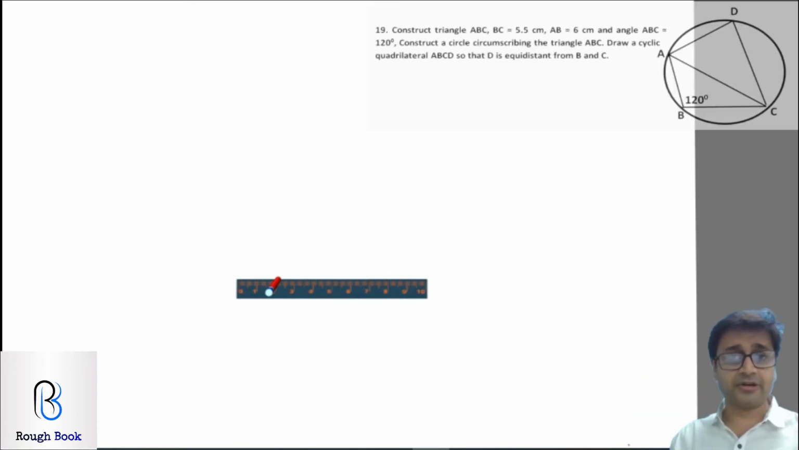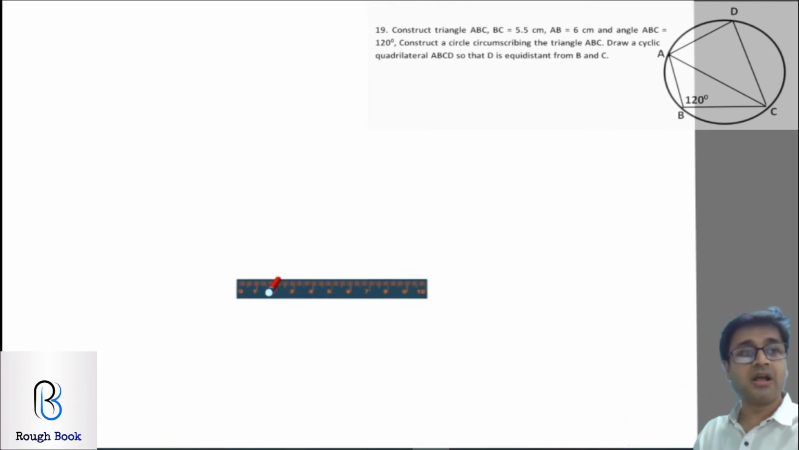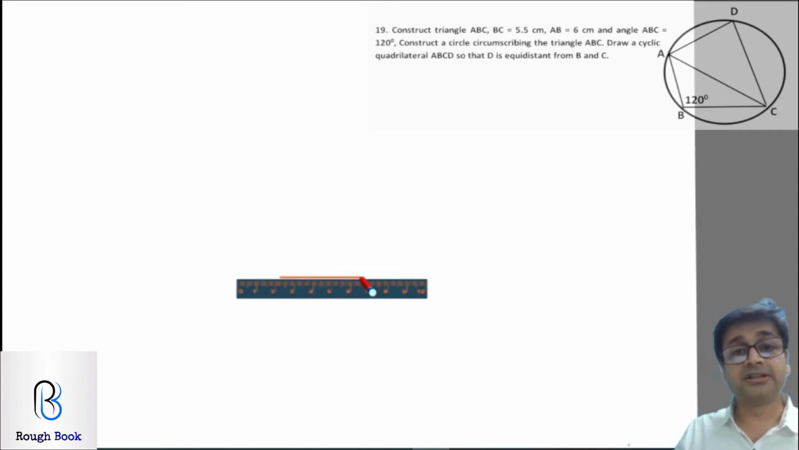That's how your rough diagram will look like. They say construct a triangle ABC with BC 5.5, AB 6 cm and angle ABC 120 degrees. Construct a circle circumscribing triangle ABC. So circumcircle, and finally draw a cyclic quadrilateral ABCD so that D is equidistant from B and C. So this last part we'll see later. First let's construct the triangle and the circumcircle.